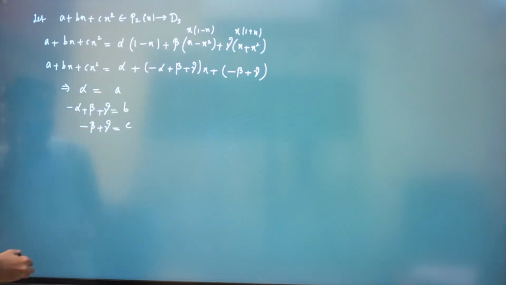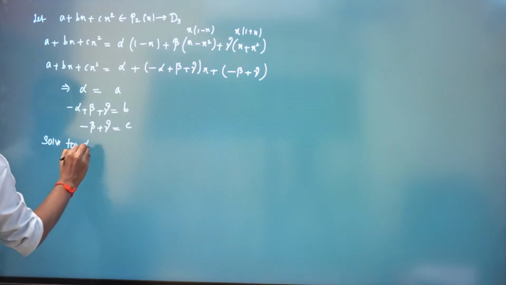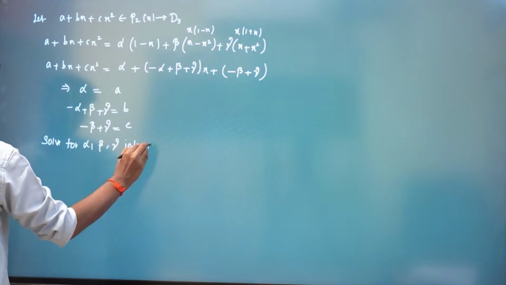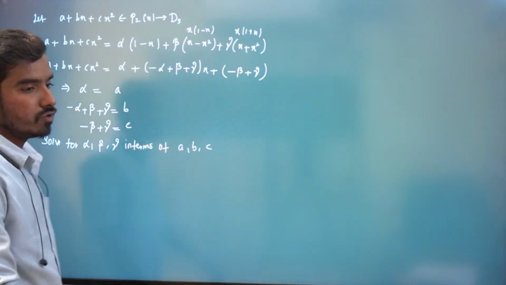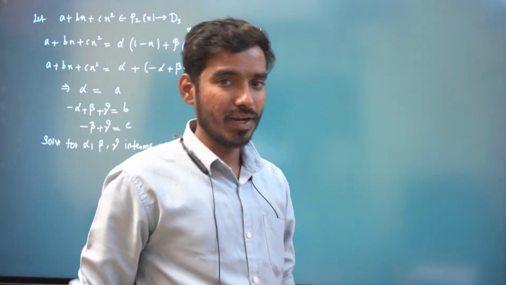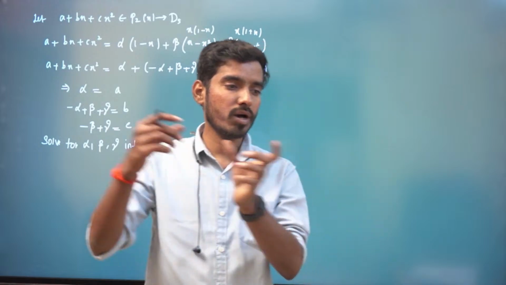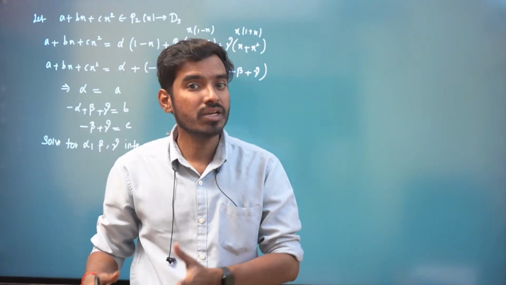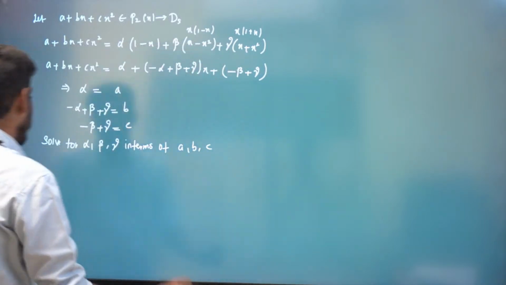Now solve for alpha, beta, gamma in terms of a, b, c. If you have watched all those previous videos, the one which I am trying to say will be very easy for you. I gave an example: T of (2, 4) maps to this, T of (3, 10) maps to this, where does T of (x, y) map? That is the same thing we are doing here also, right?